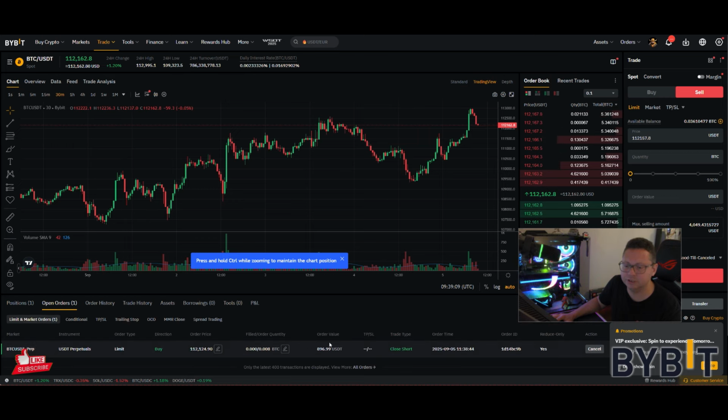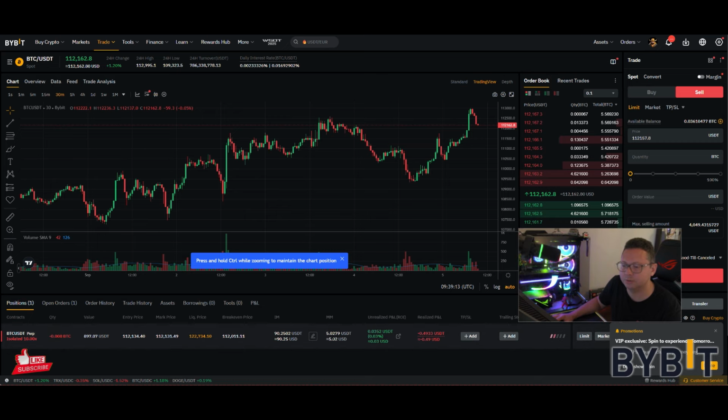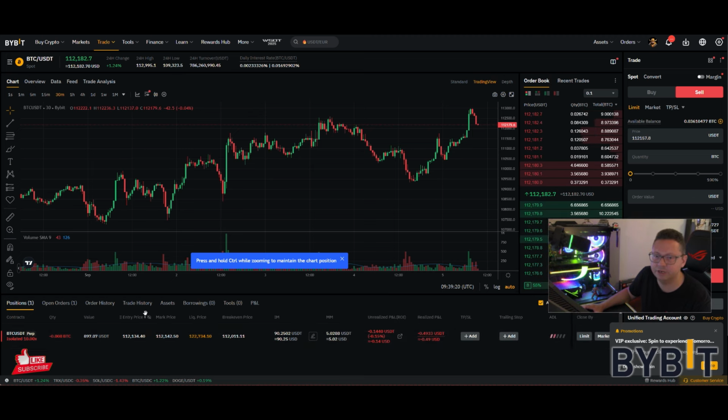This is the order that I just put in. If the price is getting reached, then my trade is getting closed. And this is the open position that I have with 10x leverage. So this is how easy you can open up a short and long position here on Bybit. Very easy and simple. Like in every other exchange, it's working exactly the same as here on Bybit.